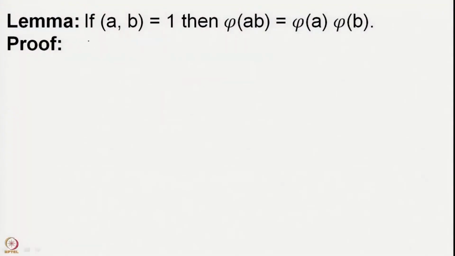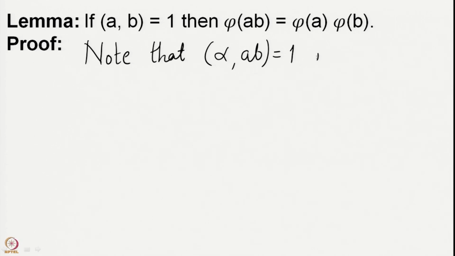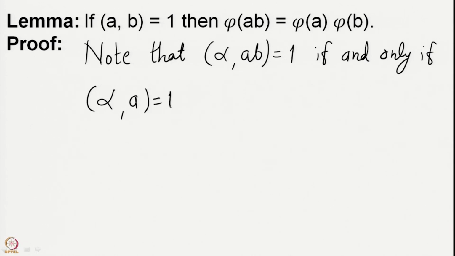So, even this proof is not difficult. One would prove this in the following way. Note, first of all, that some alpha is co-prime with AB if and only if alpha is co-prime to A and alpha is co-prime to B.